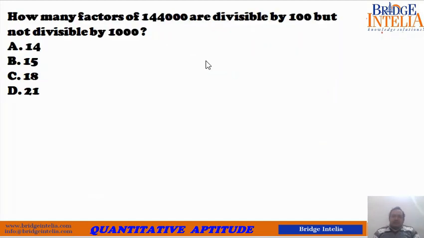Now let's have a look at this one. How many factors of 144000 are divisible by 100 but not divisible by 1000? So let's see how can you solve this.